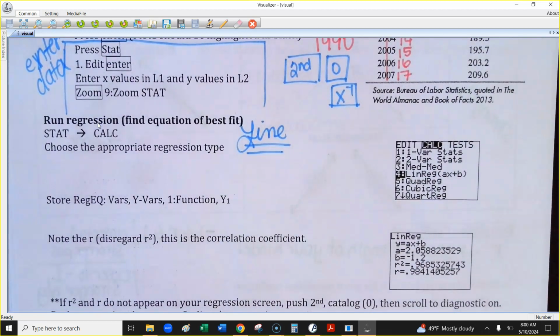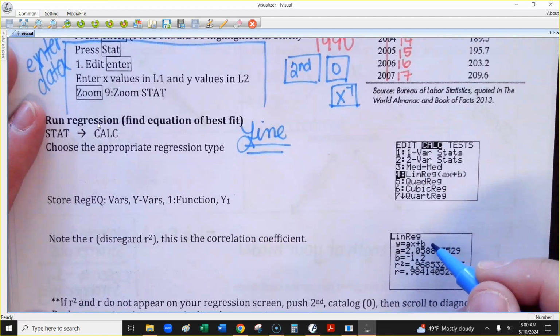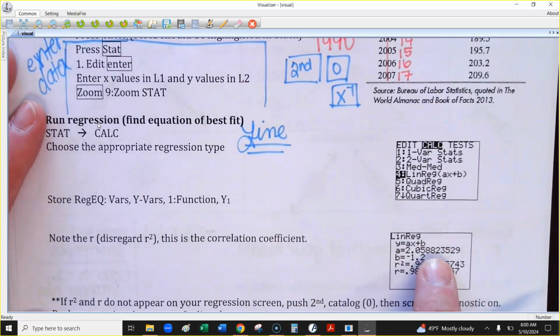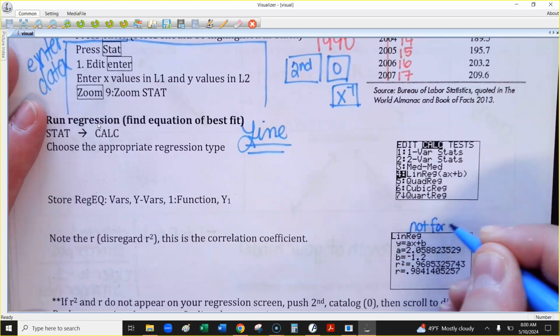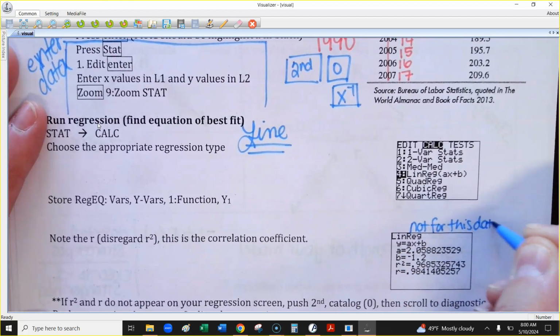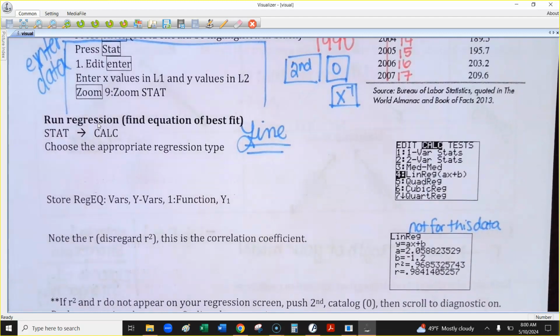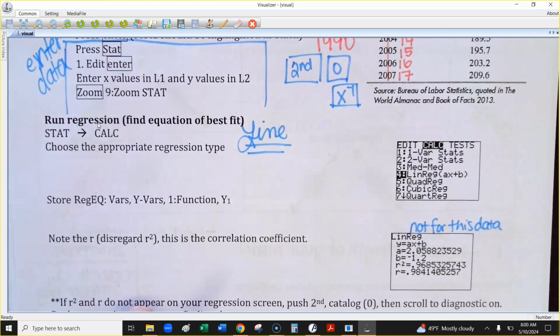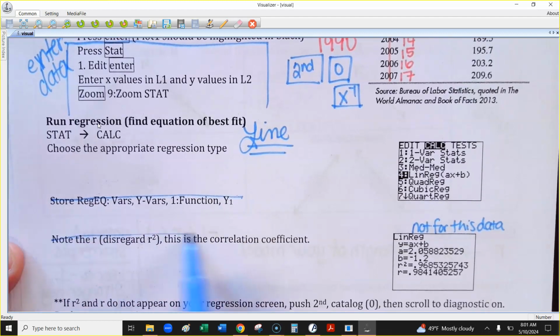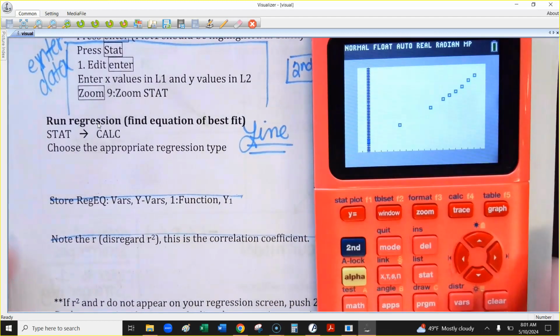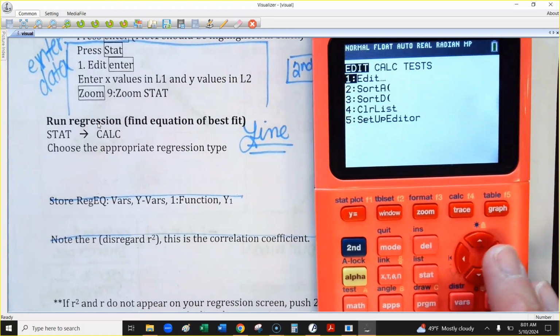Now, forgive, this was just to show you what it looks like, but this is not for this data. It's literally just an example. I probably should take it off, but that's what the screen will look like when we get to it, but the numbers are not actually gonna match the screen. Okay, now, I am not gonna have you guys worry about this or this. So here's all we're gonna do. We're just gonna hit stat and then arrow over to the calc menu.